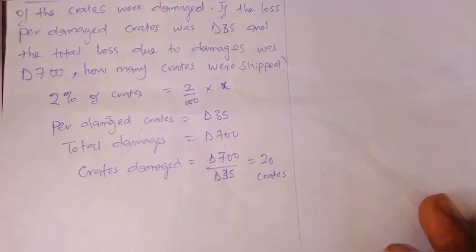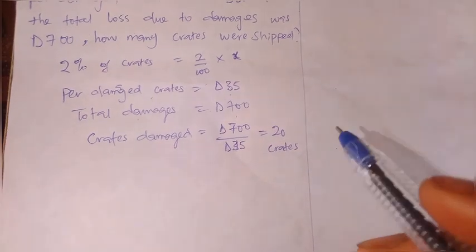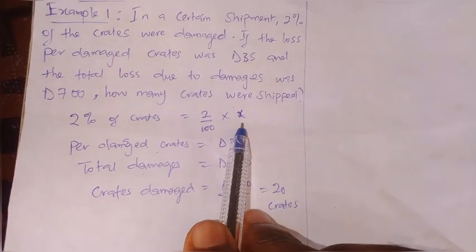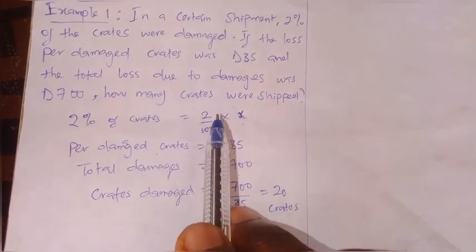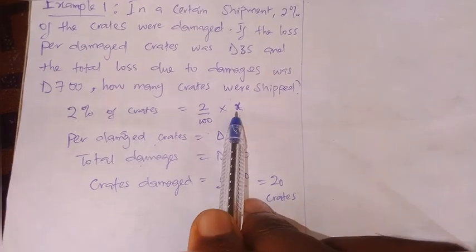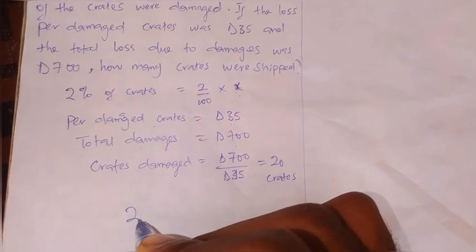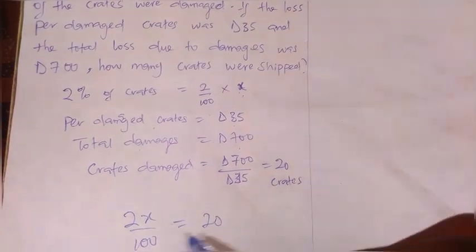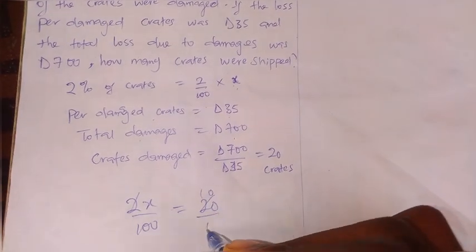So now that I know the number of crates that was damaged, how can I now solve for this? To know the total number of crates that was shipped is by saying what? 2 over 100 times x equals the number of damaged crates. That now becomes 2x over 100 equals 20, and this is 10 relatively over 1.